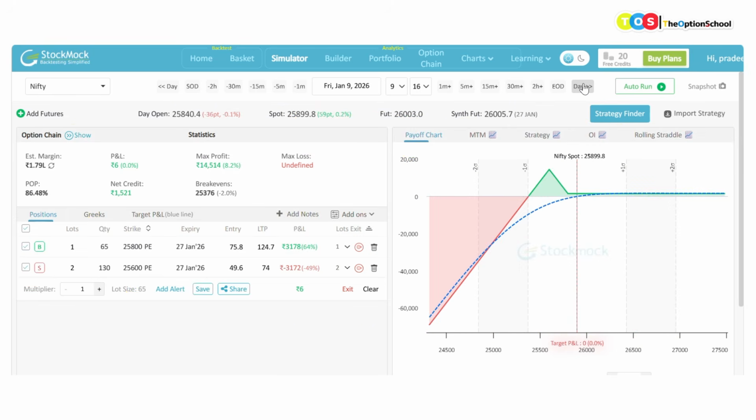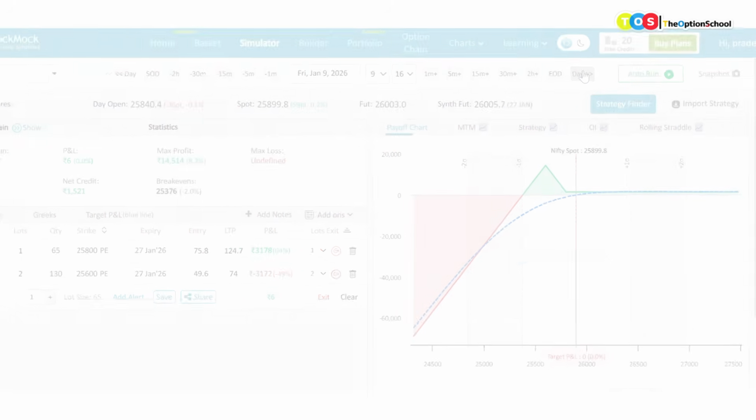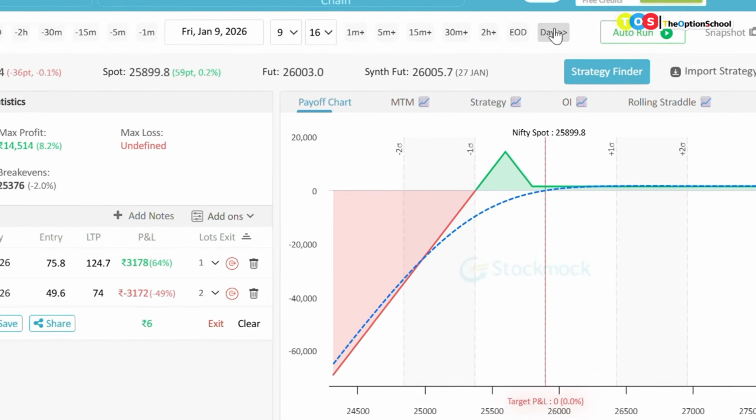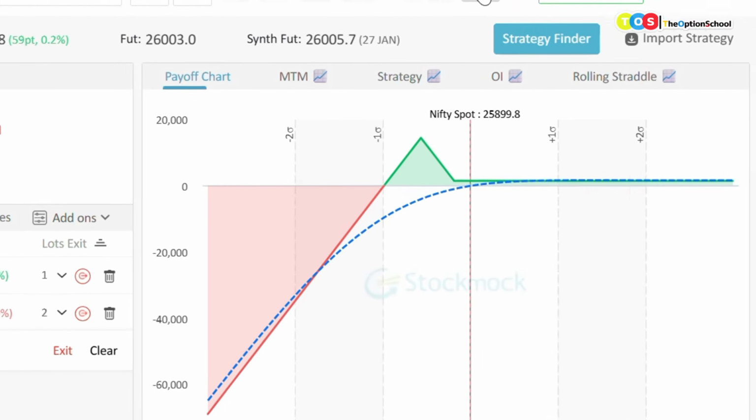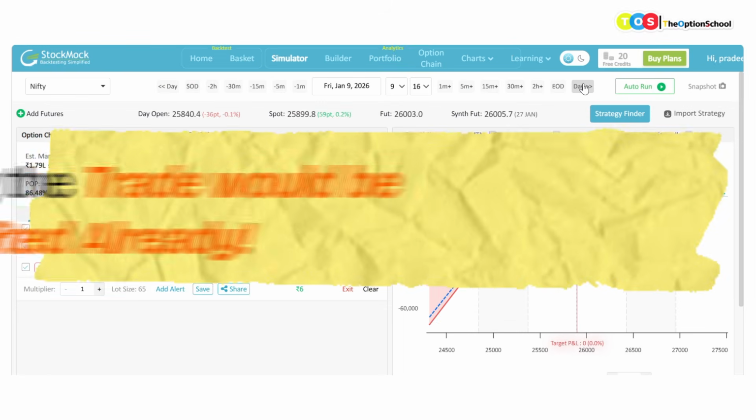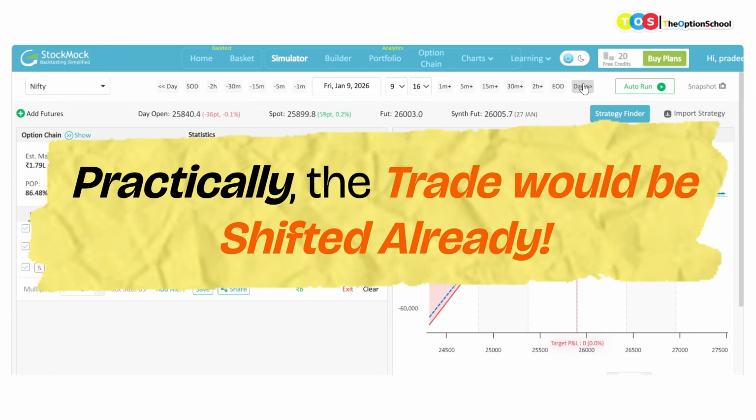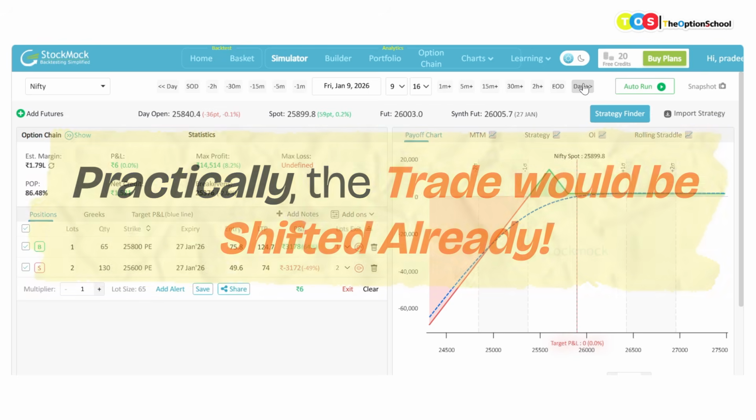So here also the market has not crashed in a day. It is moving very slowly towards the downside. To learn adjustment, obviously we have to keep the same trade. Otherwise, practically I would have already moved my trade to a further lower side. But anyway, let us see this.